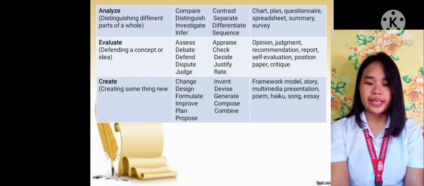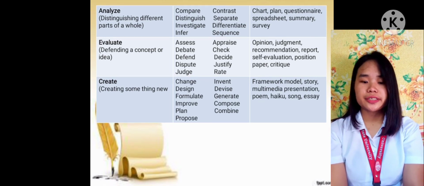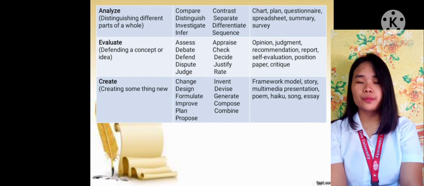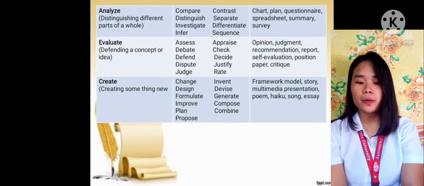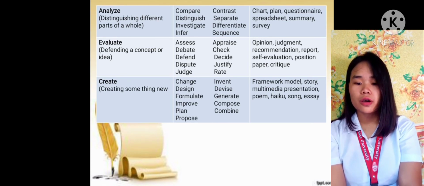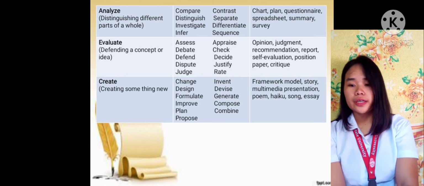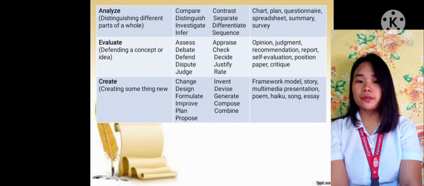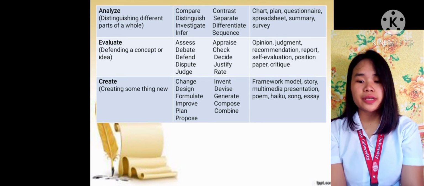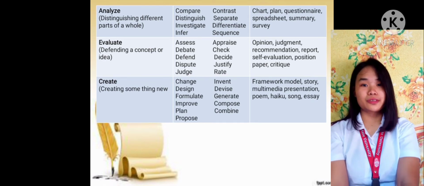The last one is create. Creating something new. The simple action words are change, invent, design, devise, formulate, generate, improve, compose, plan, combine, and propose. While the suggested activities are framework, model, story, multimedia, presentation, poem, haiku, song, and essay. So those are the simple action words of cognitive dimension levels and the suggested activities that can be helpful to us.